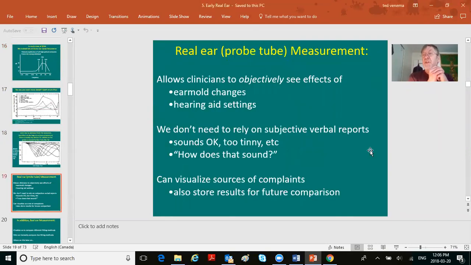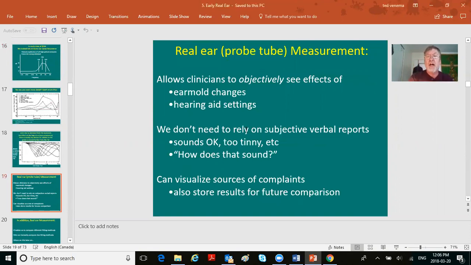So real ear is often called probe tube measurement. Same thing. You're going to see it on your Oracle, I think. It's called PMM, and I think that means probe mic measurement. On other systems, they call it REM, real ear measurement. Sometimes PTM, probe tube measurement. Real ear is probe tube. It allows clinicians to objectively see the effects of ear mold changes and hearing aid settings.